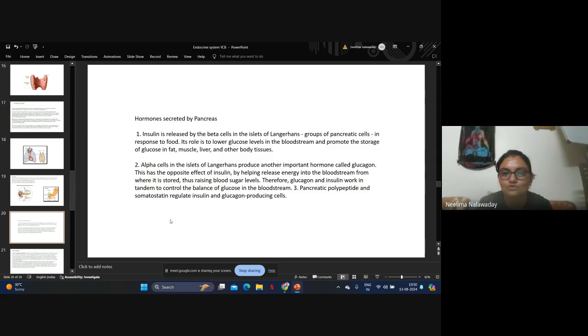In response to food, its role is to lower glucose levels in the bloodstream and promote the storage of glucose in fat, muscles, liver, and other body tissues. That is the major function of insulin. Alpha cells in islets of Langerhans produce another important hormone called glucagon. This has the opposite effect of insulin by helping release energy into the bloodstream from where it is stored, thus raising blood sugar levels.